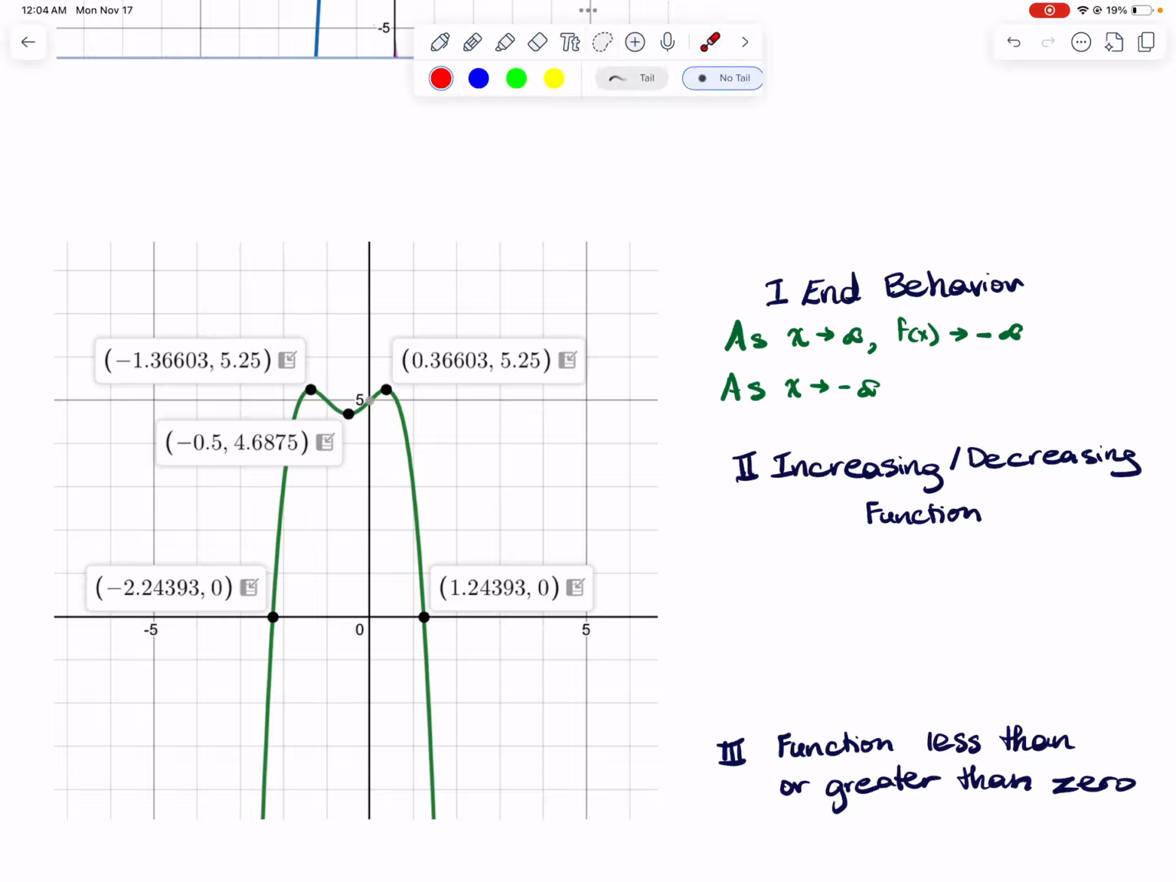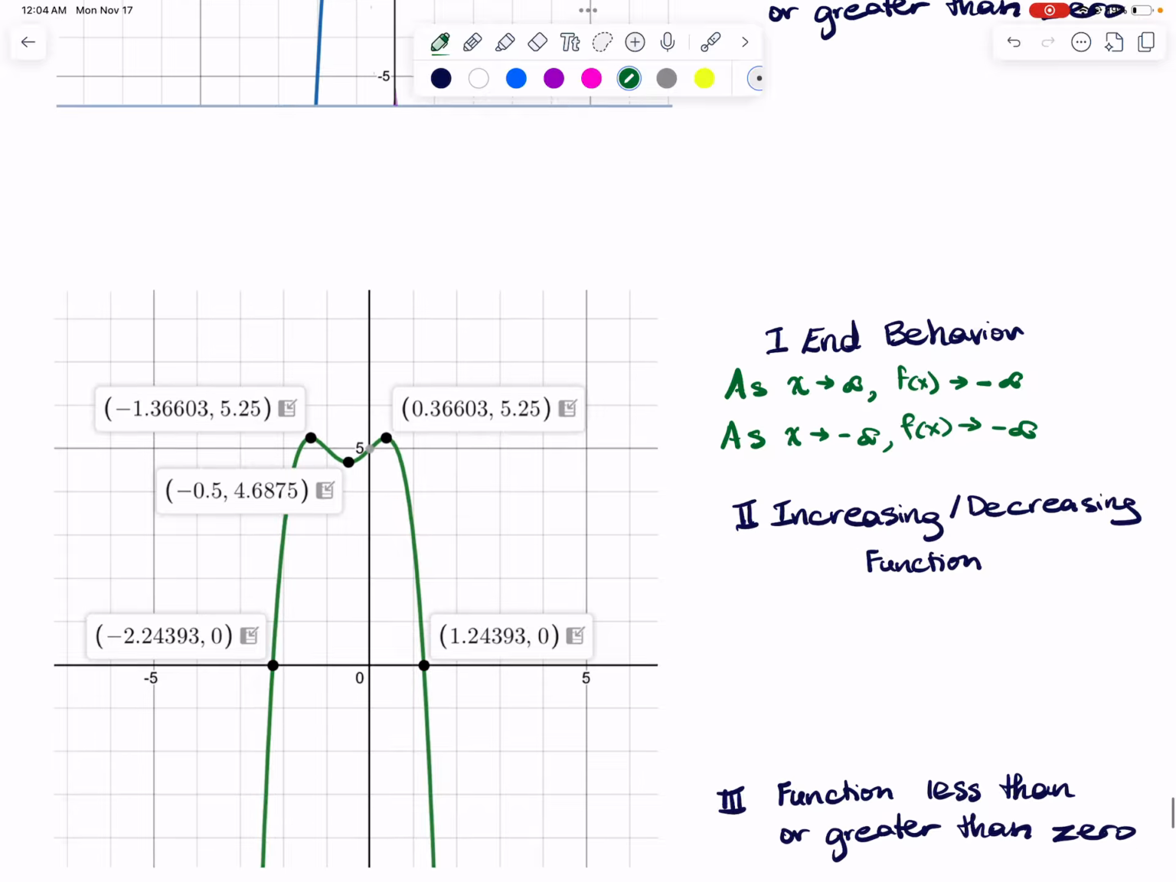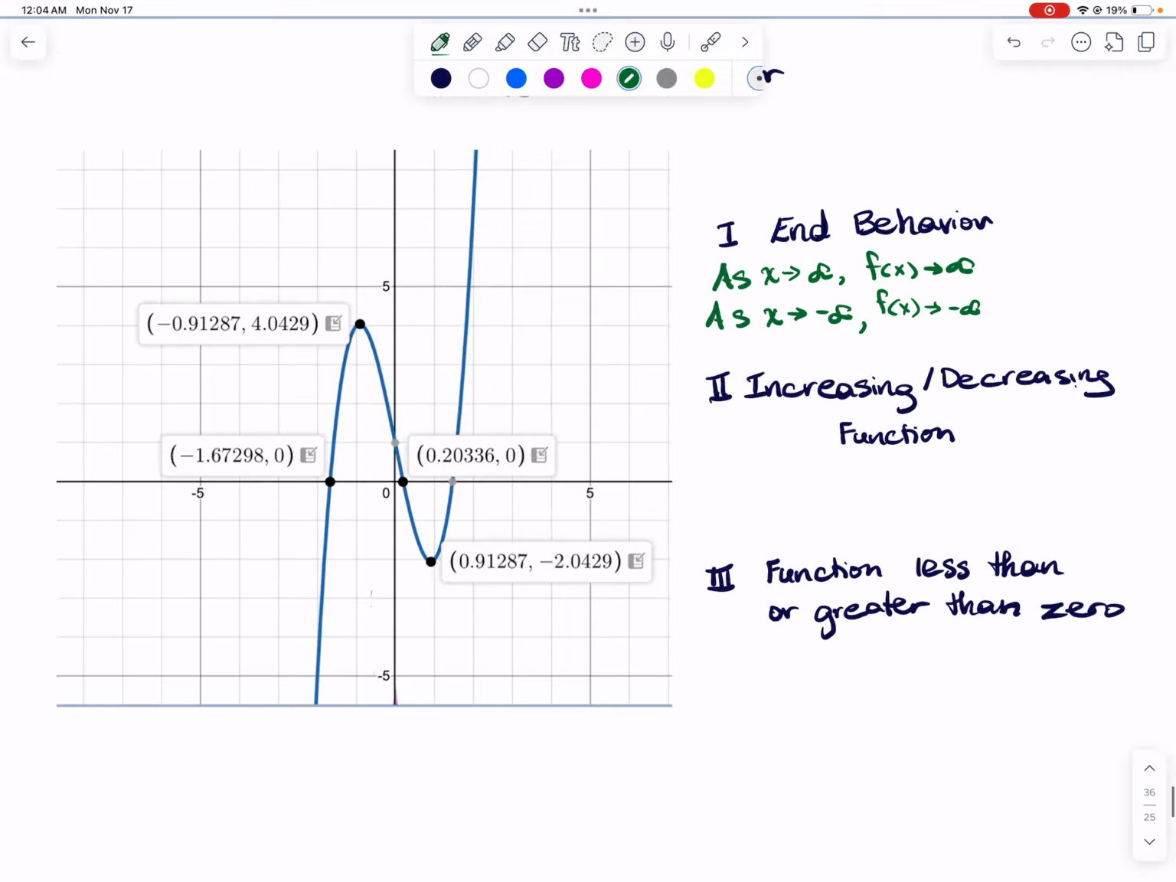And as x goes to the left, f of x is going down. So as the graph goes to the left, it's going down, which means that f of x is still approaching negative infinity. All right, so now we're ready to talk about increasing and decreasing functions.